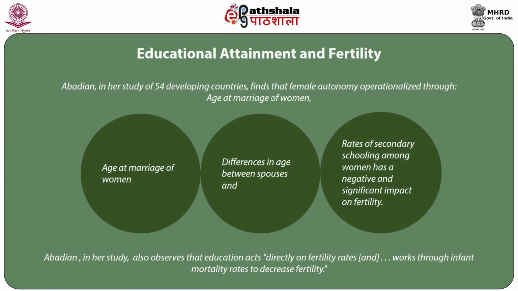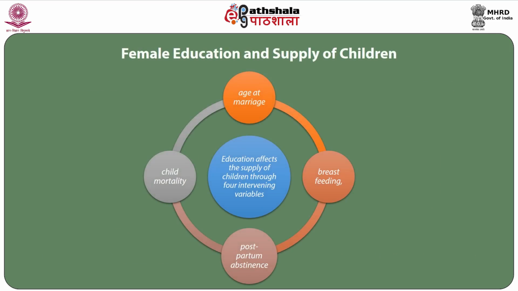Abadian, in her study of 54 developing countries, finds that female autonomy, operationalized through age at marriage of women, differences in age between spouses, and rates of secondary schooling among women, has a negative and significant impact on fertility. Abadian also observes that education acts directly on fertility rates and works through infant mortality rates to decrease fertility. Education affects the supply of children through 4 intervening variables.